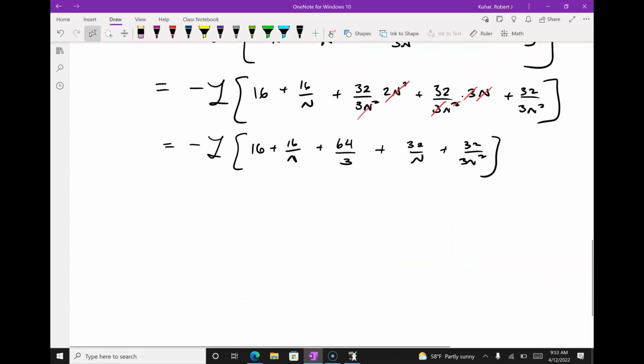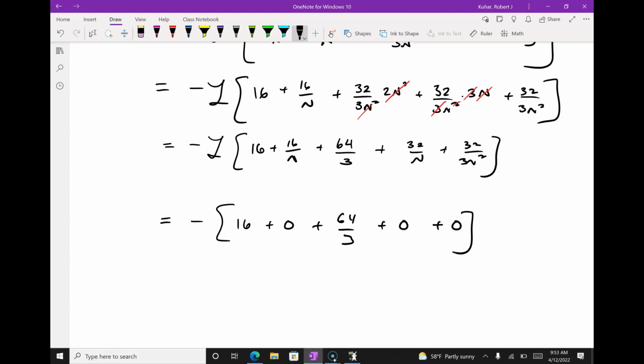What happens to all of my limits when I'm dividing a constant by n, or n squared, or n cubed? What happens to all of them? They all go to 0. So I've got the opposite of 16 plus 0 plus 64 over 3 plus 0 plus 0, right? Notice my limit's gone. I let n go to infinity, and all of those pieces where the denominator is dominating go to 0. So it looks like I have a final answer of minus 16 plus 64 over 3.